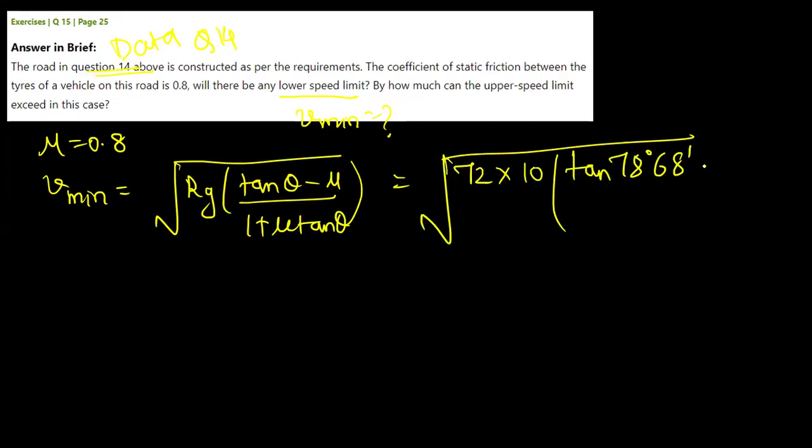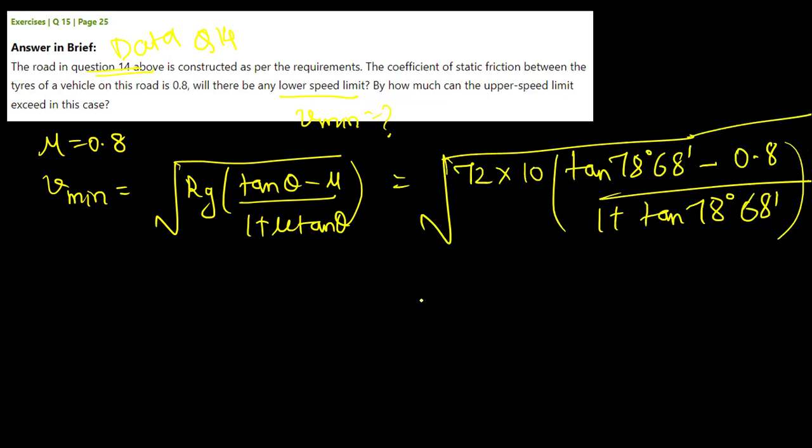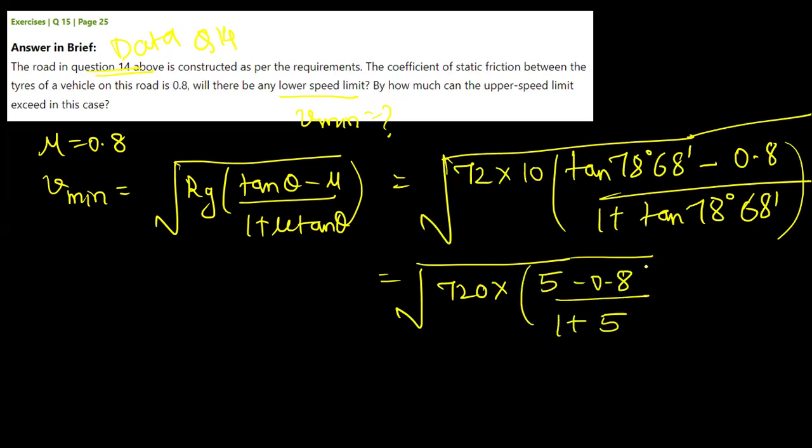But anyhow we will have to write minus 0.8 divided by 1 plus tan 78 degree 68 minutes. ठीक है, so when you solve this you get this is root 720 into this is as I told 5 minus 0.8 divided by 1 plus 5, right. So when you solve this you get the answer will be nearly 24.59 meter per second. The answer is 24.59 meter per second.